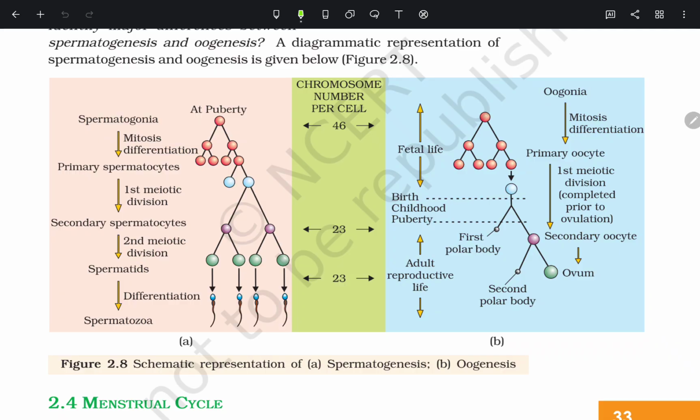Oogenesis: oogonia undergo mitotic division and give rise to primary oocytes. After the first meiotic division is completed prior to ovulation, the secondary oocyte gives rise to the ovum.